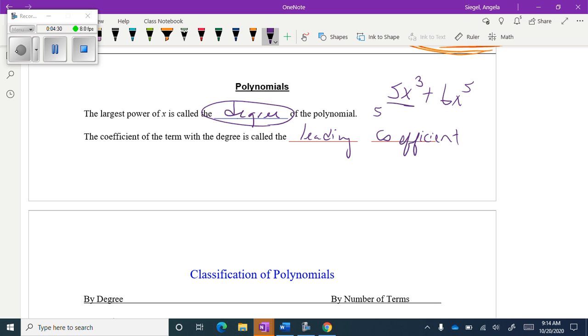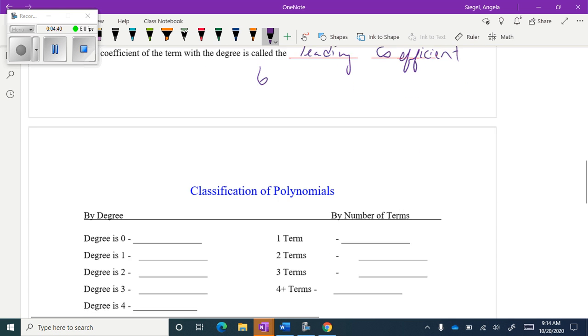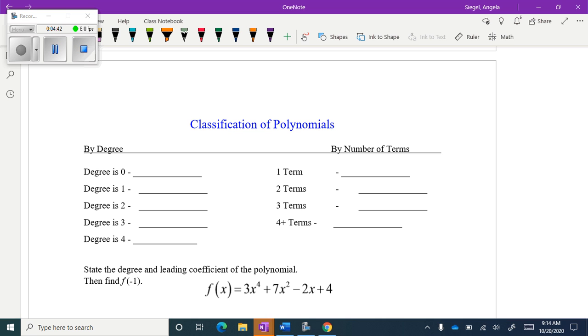Just because this comes first, this isn't in proper order. This is my leading coefficient. So my leading coefficient is 6. We use that a lot in helping us figure out things. Okay, so you've had these before. They're classified by degrees and number of terms. I'm just going to go through and fill this out really quickly.